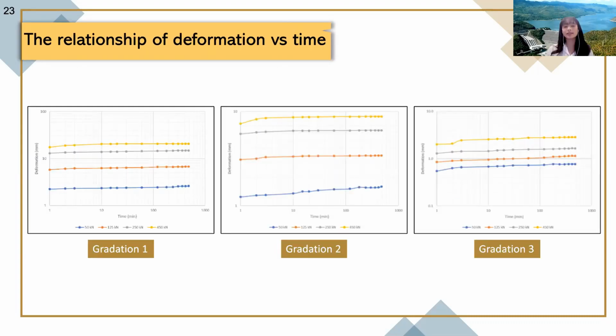This slide shows the relationship between deformation and time of each gradation. The time increase corresponds to long-term deformation, equivalent to creep. It shows that the load of 450 kN has the largest deformation compared to the other loads, and gradation 1 has the highest deformation, about 20 mm, while gradation 2 and gradation 3 are 9 and 3 mm respectively.